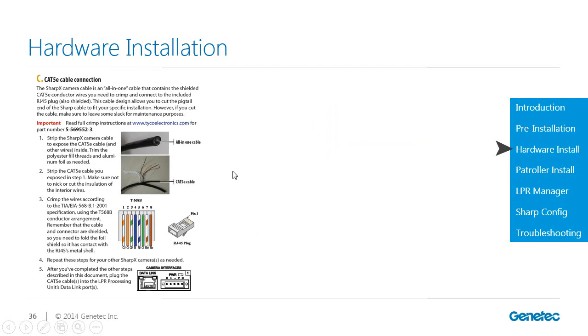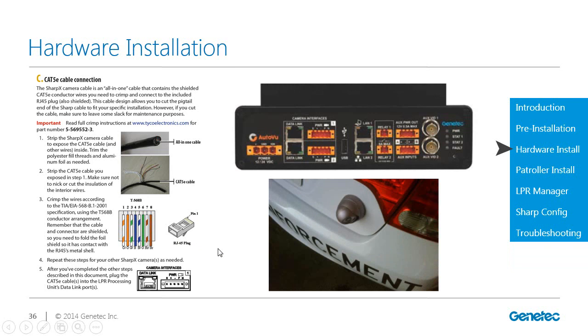Now when we're connecting the cameras, you just need to take a look in the guide that's included with the unit, called the AutoVu Connecting the Sharp Camera guide, and you can see the full wiring information. This is just a small part of it here on separating the cable and creating your RJ45 plug. Now we'll have two connections on the processing unit per SharpX camera, one for the network using an RJ45 plug, and another for the power going to the unit.